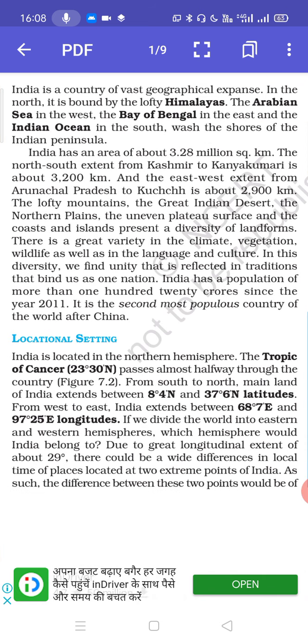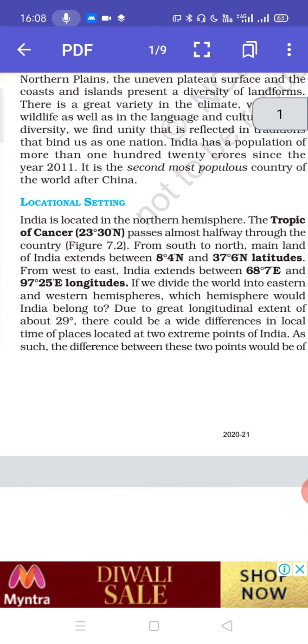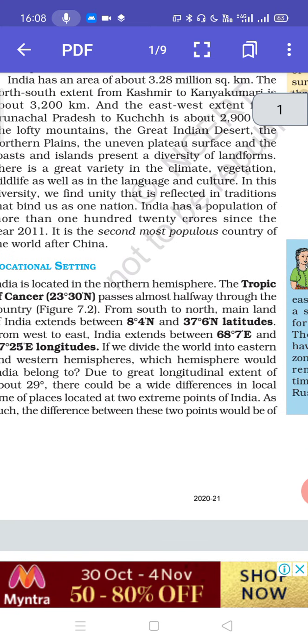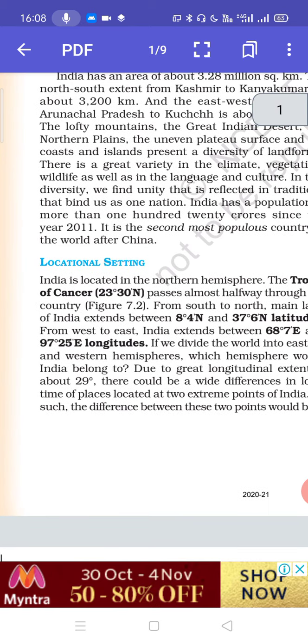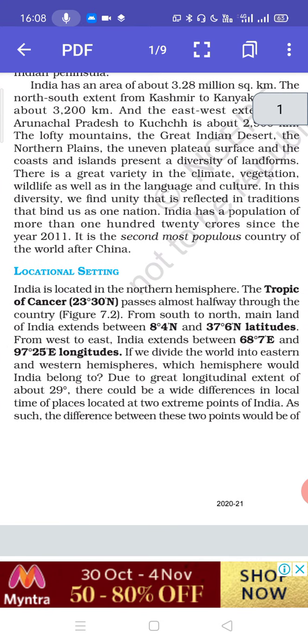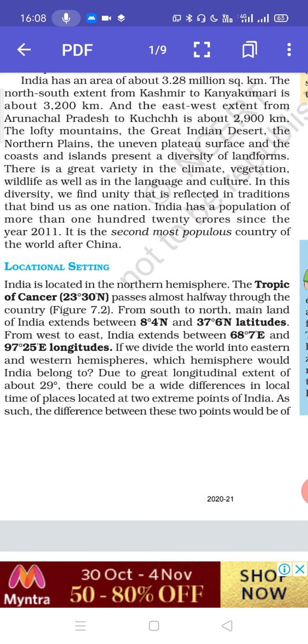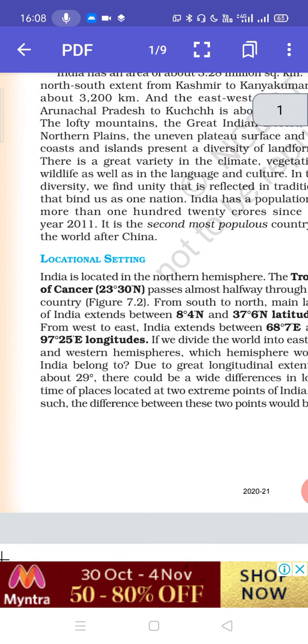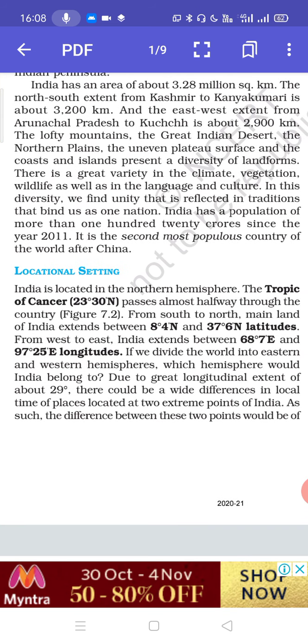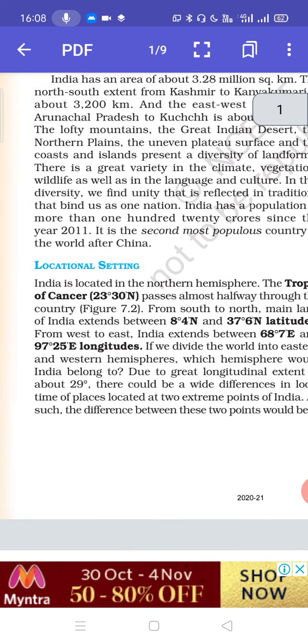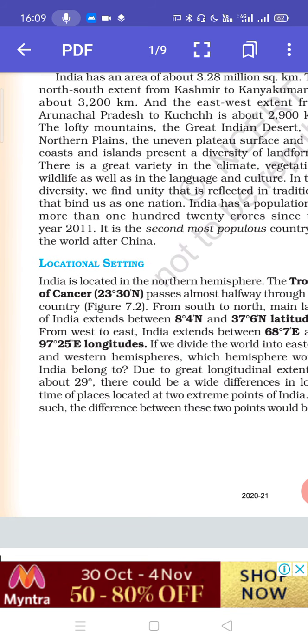Now, locational settings. India is located in the northern hemisphere. The Tropic of Cancer, 23 degree 30 minutes north, passes almost halfway through the country. You can see this in figure 7.2. From south to north, the mainland of India extends between 8 degree 4 minutes north and 37 degree 6 minutes north. From west to east, India extends between 68 degree 7 minutes east and 97 degree 25 minutes east longitude.